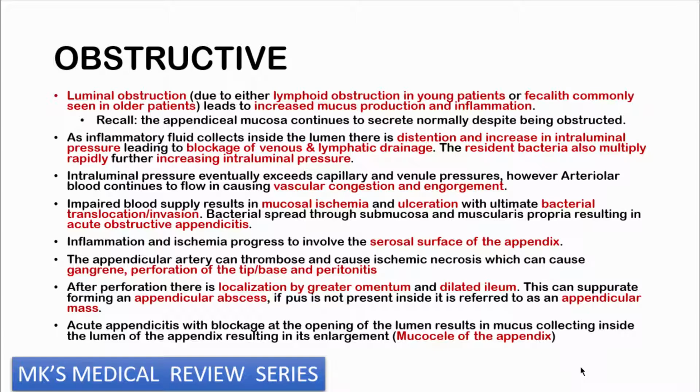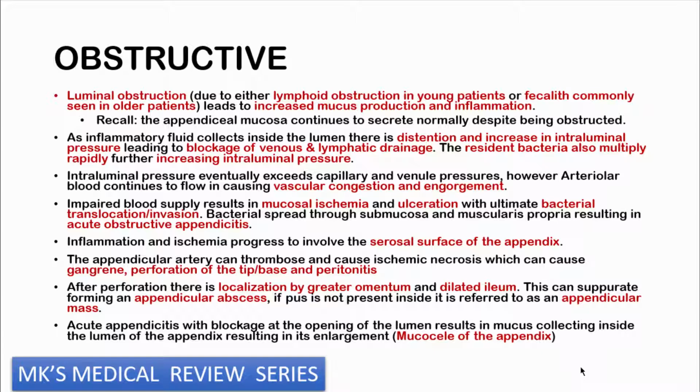Now, the low pressure system vessels, such as the venules and the lymphatic drainage, are going to be affected first. If this obstruction isn't relieved, then this may lead to arterial supply being affected. So you have first blockage of the venous and lymphatic drainage. And remember, as you block this, there's going to be congestion of blood vessels within this appendix. So the resident bacteria are also going to begin to multiply even further and further increasing the intraluminal pressure.